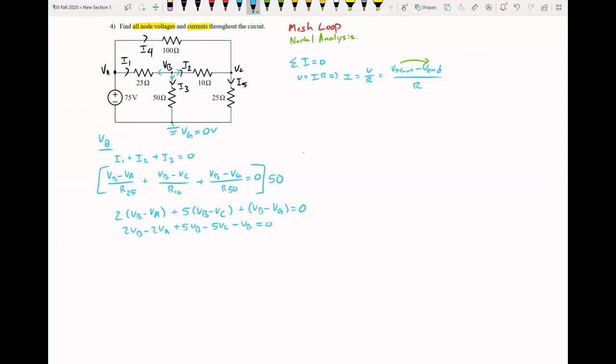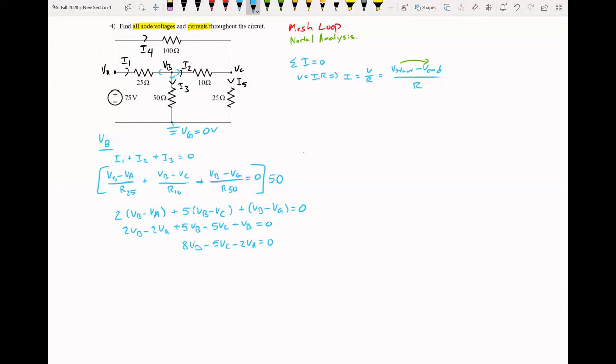One more time, looks like we have 8V of B minus 5V of C, which is equal to, I forgot to add one part, minus 2V of A is equal to 0. And so you'll think, well, we have 3 unknowns. It's kind of a lot for one equation.